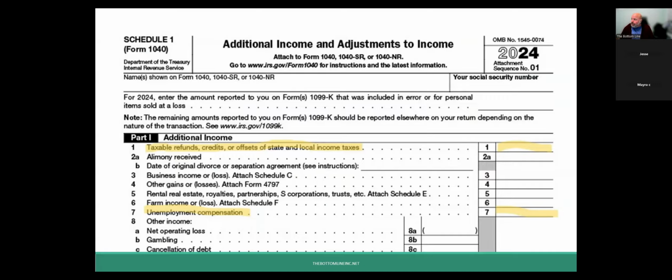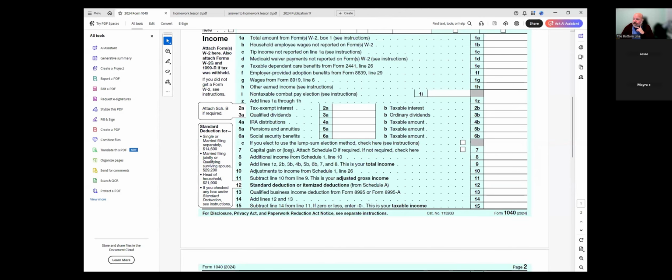I'm going to show you on the 1040. This is how all your tax returns are going. There's a flow to it. There's actually a method to this madness. On your 1040 under income, you're going to have line 8, additional income from Schedule 1.